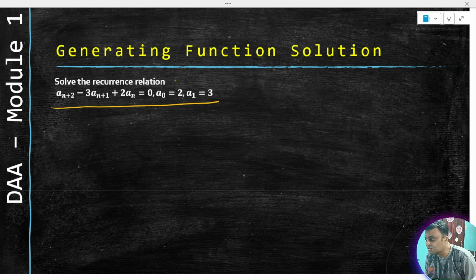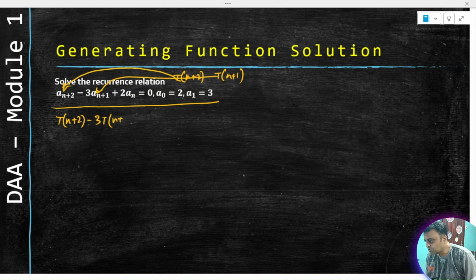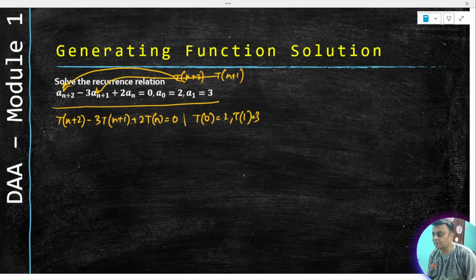The recurrence relation is not written in the format of Tn plus 2 or Tn plus 1, but internally you would know that Tn plus 2 is An plus 2, Tn plus 1 is An plus 1, right? So ultimately, what is the recurrence relation? Tn plus 2 minus 3 Tn plus 1 plus 2 Tn is equal to 0, with T0 equal to 2 and T1 equal to 3. This is what is given. Why don't you recognize this?